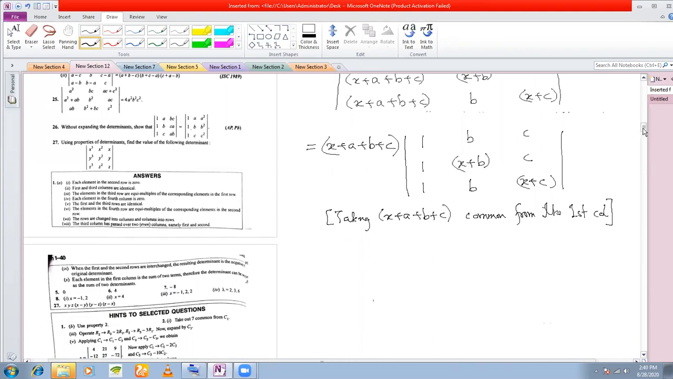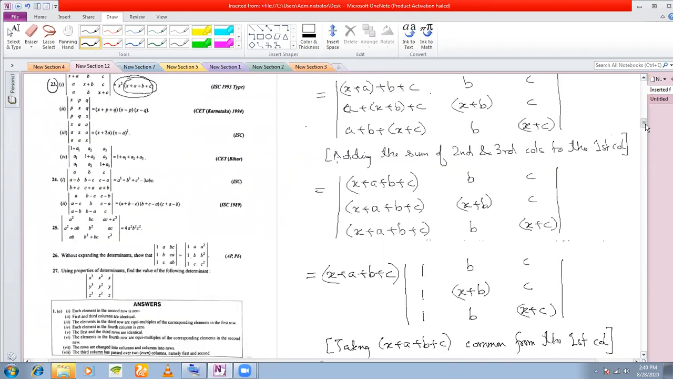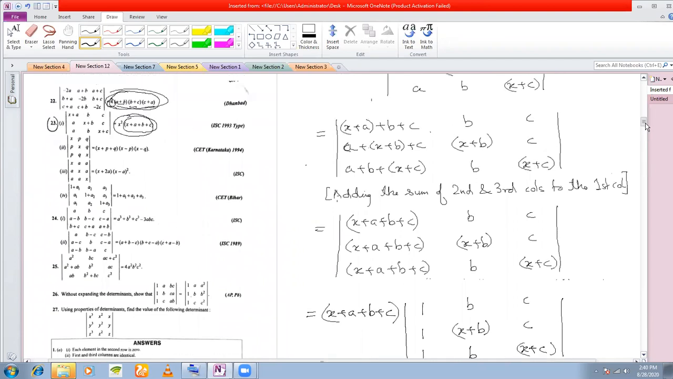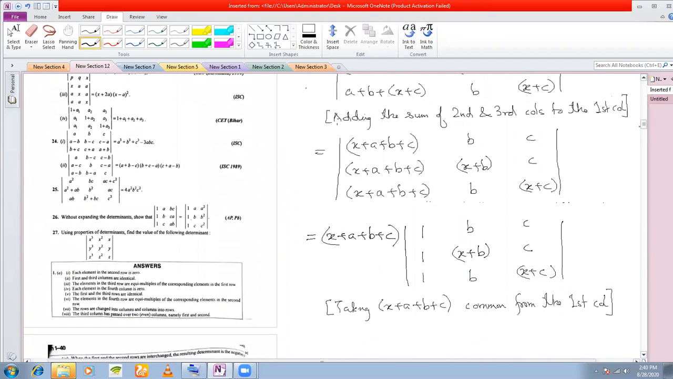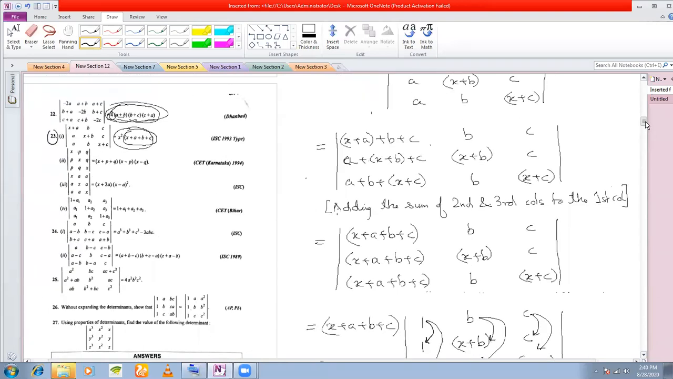Should I leave it or should I complete it? Sir, we will complete it. Okay, then you complete it. What will you do here? First row you subtract from the second, and then first row you subtract from the third. Yes, sir. Then you'll get 0, 0, and then you expand. Okay. So we'll do the next one then.